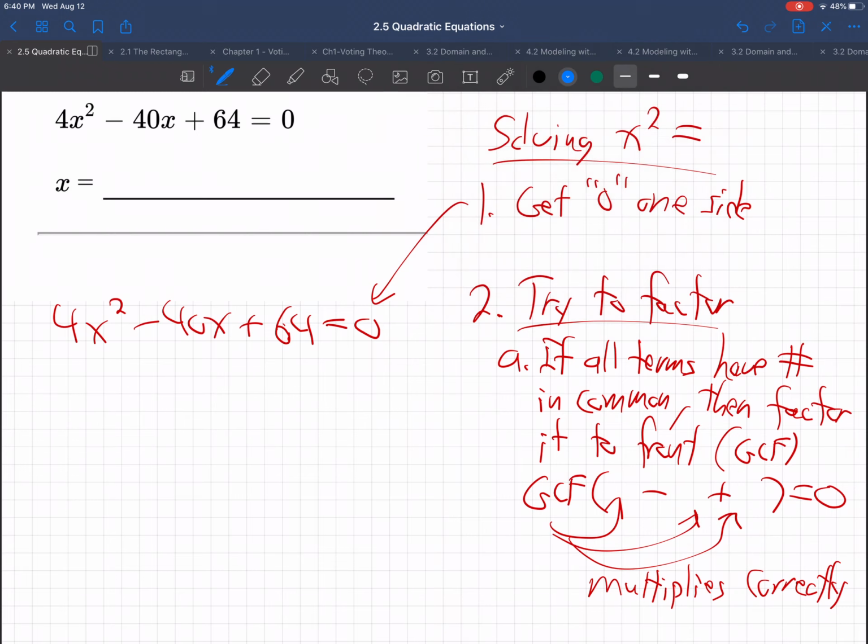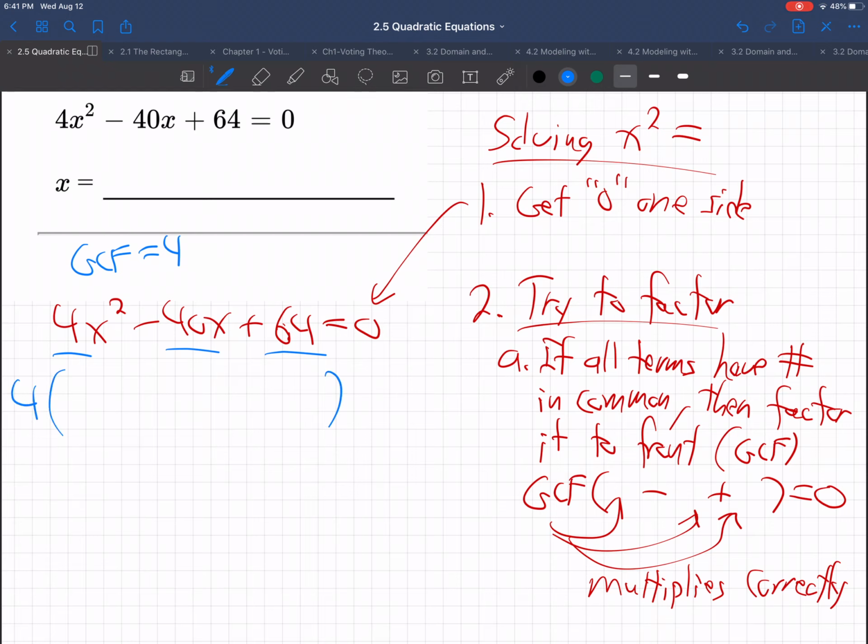Well, as you look at these three numbers, what divides into all those? What do they have in common? 4, right? The GCF is 4. 4 goes into 4, 4 goes into 40, 4 goes into 64. You can check it with your calculator. You can use calculators on the homework and tests and everything. So check it.